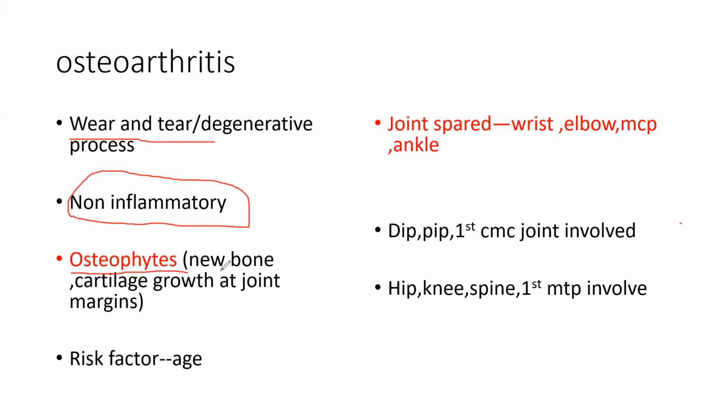You can relate osteophytes to calcification. So what happens in calcification? In a ligament or tendon there are calcium deposits which harden. So osteophytes are something like that sort of thing. Osteophytes means a degenerative new bone formation, that is known as osteophytes.